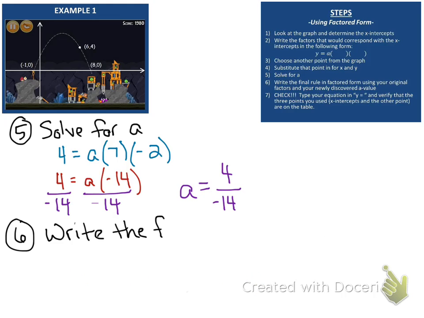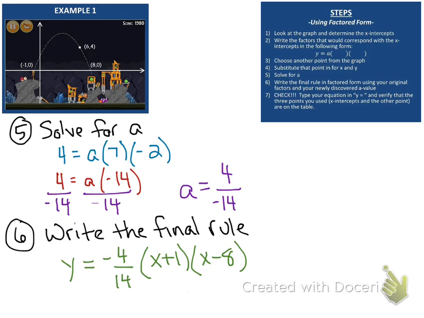With that information, we can go ahead and write our final rule, going back to our original factored form. So it'll be y equals negative 4/14 times (x plus 1) times (x minus 8).